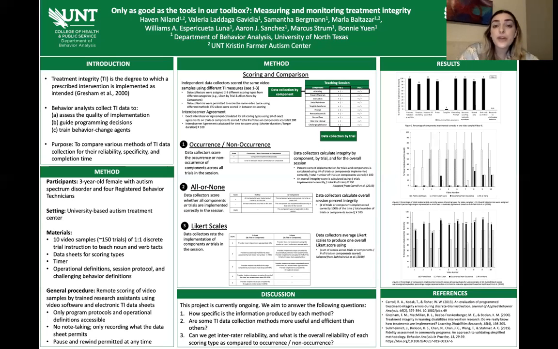Video samples were pre-recorded sessions of trained research assistants teaching noun and verb labels to a 3-year-old female with autism spectrum disorder. Data collectors were only able to access the program's protocols and operational definitions of the components during scoring. They were not allowed to take notes outside of what the datasheet allowed, and they could pause and rewind the videos at any time.